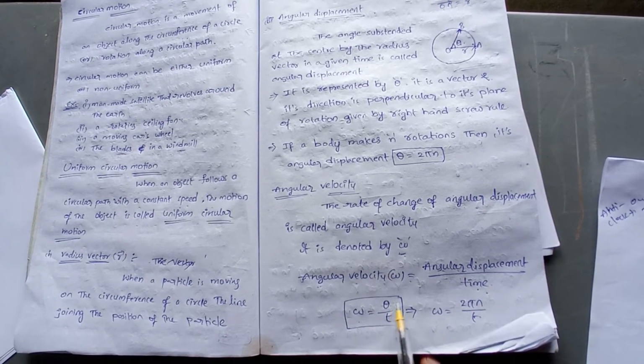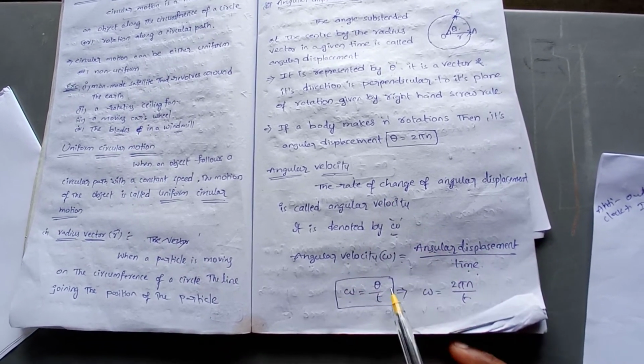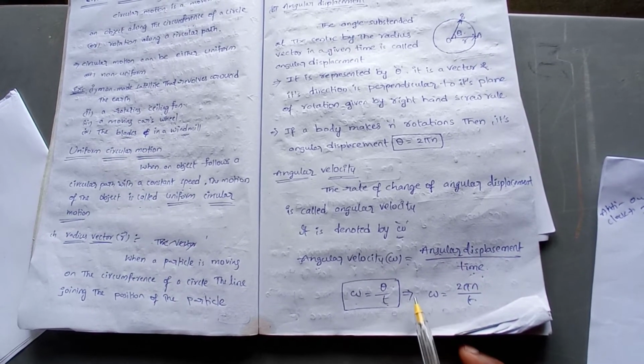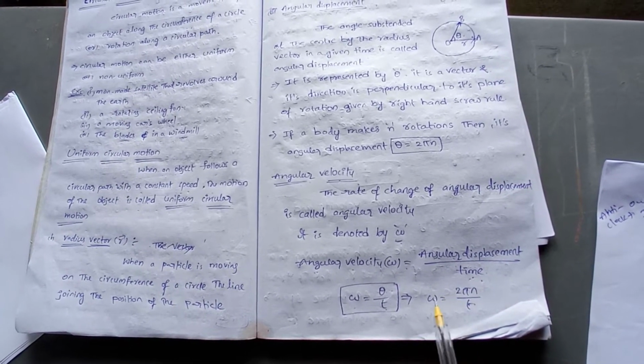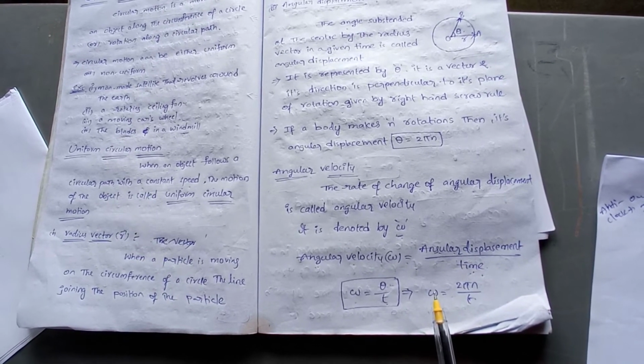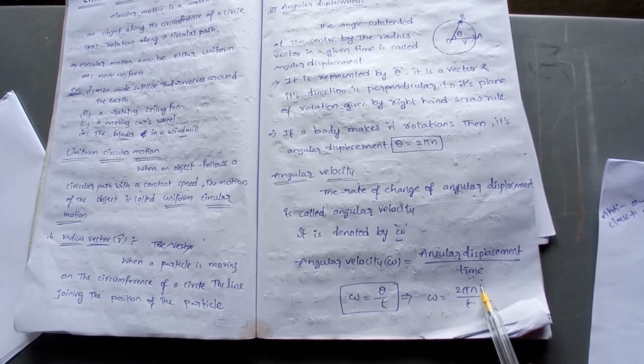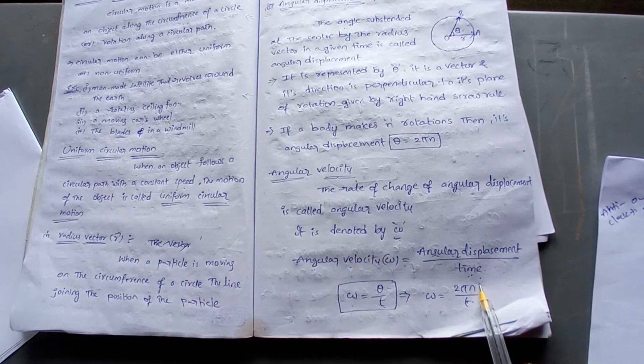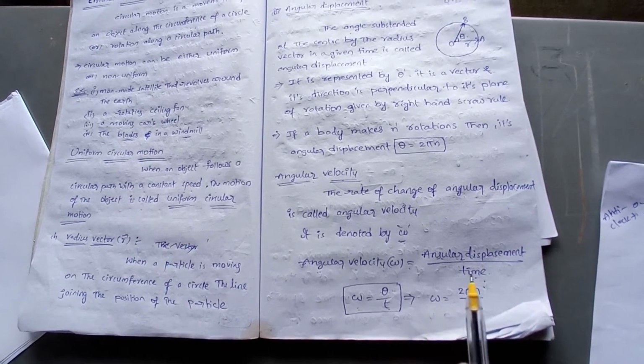So omega is equal to, what is the angular displacement? That is indicated by theta. The time is t. Omega equal to, what is theta? If the body makes n rotations, what is that angular displacement? 2 pi n by t. So this is angular velocity.